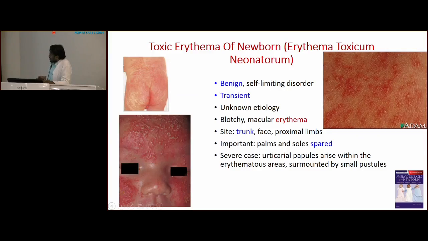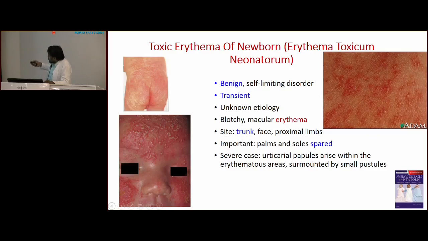In severe cases, there can be severe irritability in the baby. Parents complain that the child is very irritable due to urticarial papules, which arise within the erythematous areas and are surmounted with small pustules. So see this one. These are the pustules, and between the pustules there is an erythema. So this generalized erythema is spread all over the region wherever the pustules are extending.